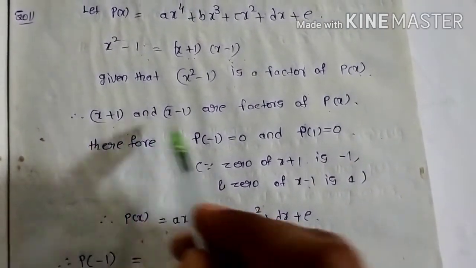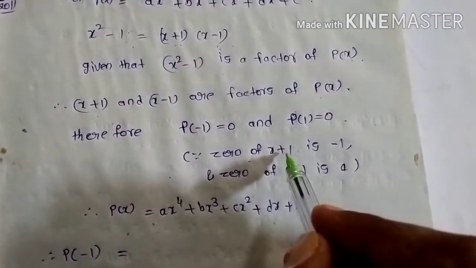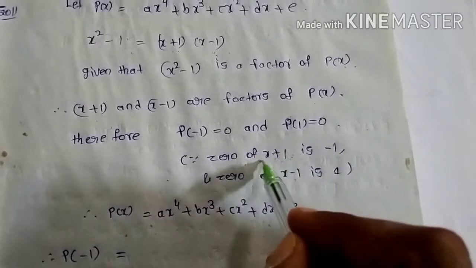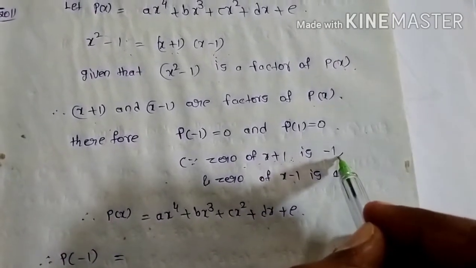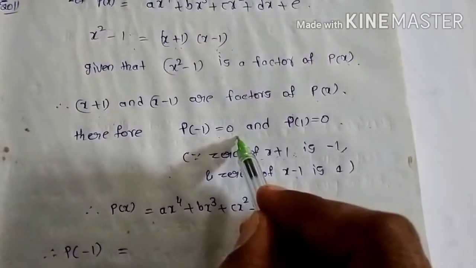Yes or no? P of minus 1 means, you know how to find the 0 of x plus 1. Just you can equate x plus 1 is equal to 0. That means x is equal to minus 1 or not? That means here 0 of x plus 1 is minus 1. That means you can remember here remainder is p of minus 1. P of minus 1 is equal to 0.